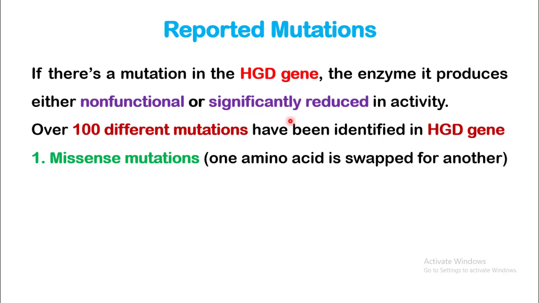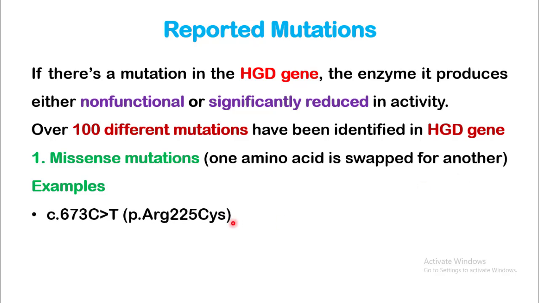The first type of mutation that you see in the HGD gene is known as the missense mutation. When we use the term missense mutation, it means that one amino acid is swapped for another. What I mean is that in a normal HGD protein you see one amino acid, and when there is a mutation, instead of that amino acid you see another amino acid. This is what missense mutation means. Let us look at some examples that will give you a very clear idea about missense mutations. This is one of the examples.